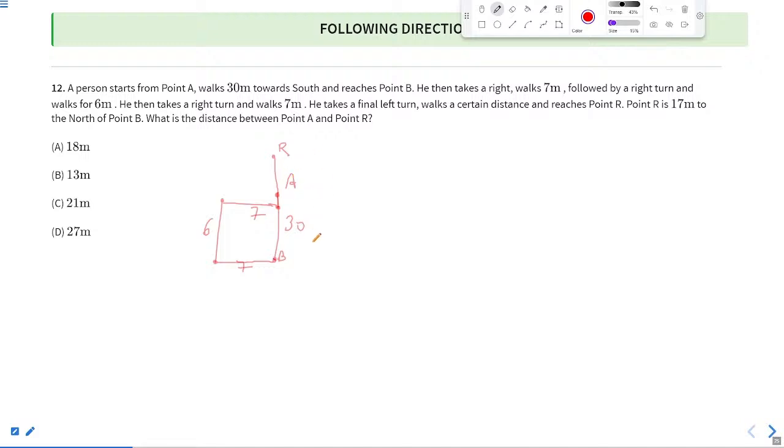Which is 70 meters to the north of point B. What is the distance between point A and point R? So just to edit this, let's have this be point A, this be the 30 meters, and we can have this be point R, which is 17 meters from point B.